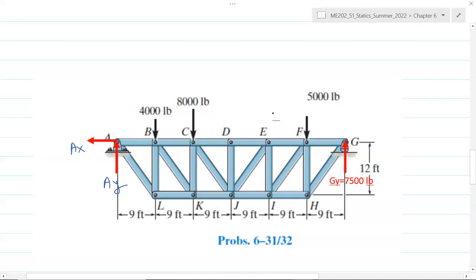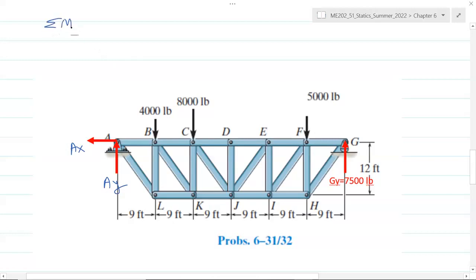When we take the cross section, we should have some idea about what side of the section we would like to keep. For this problem, we would like to keep the right side of the section because there are fewer forces. So we will discard the left side. That means we will not need to know AX and AY. So we can apply the sum of moments equation at A.